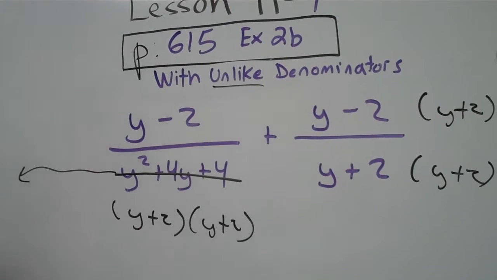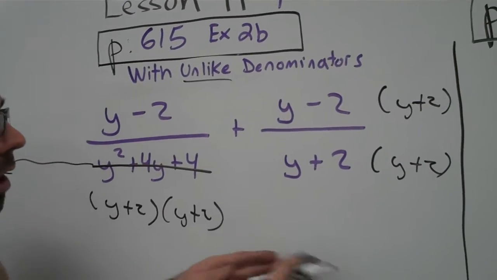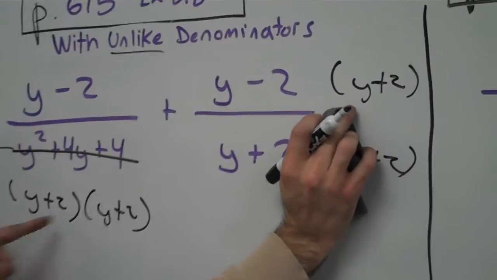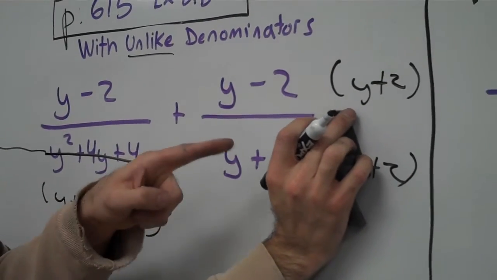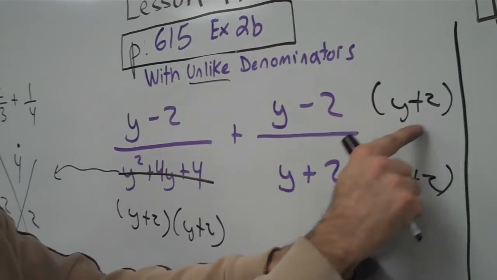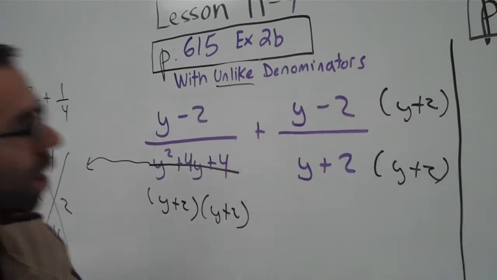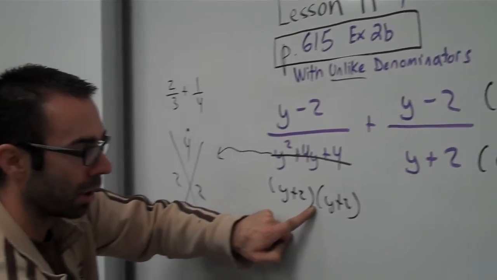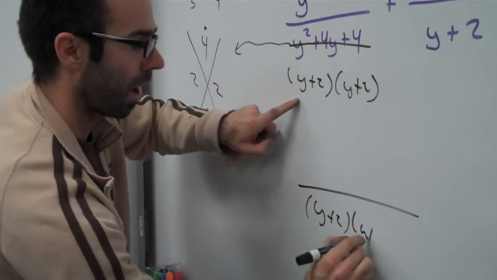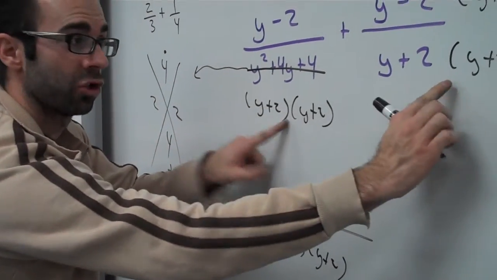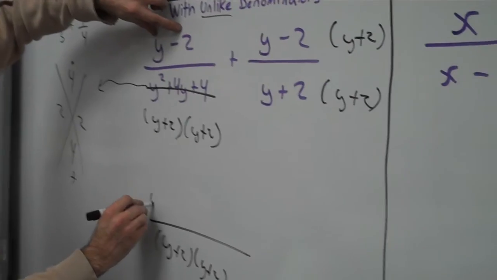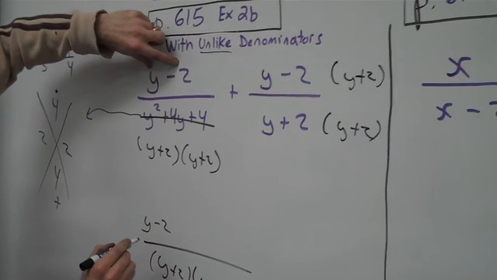Okay, so let me just say that once again. You just look and see. You see how they both have a y plus 2? But this one has 2 of them. So this side needs one more y plus 2, so we multiply top and bottom by y plus 2. Now that we have a common denominator, our answer is going to be y plus 2 times y plus 2, because when you add fractions, you put the common denominator. And now we're going to put these on top. So we have y minus 2.